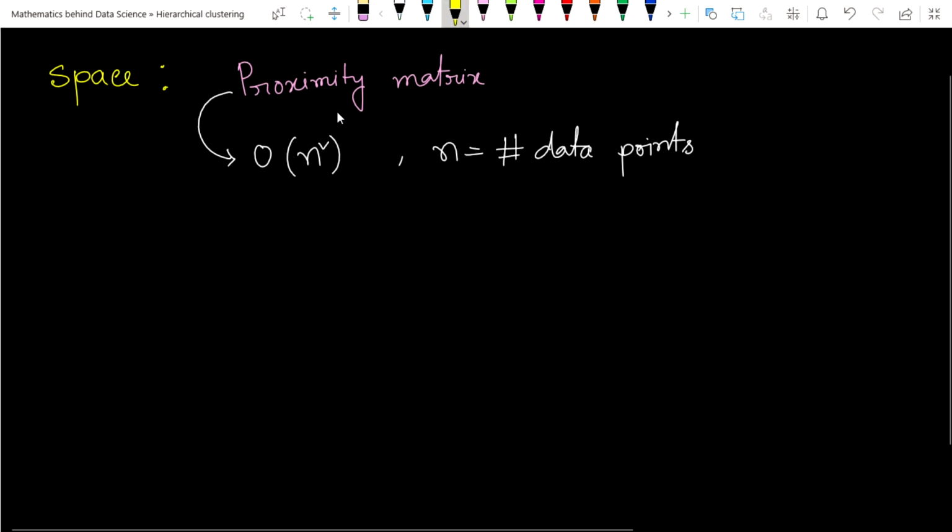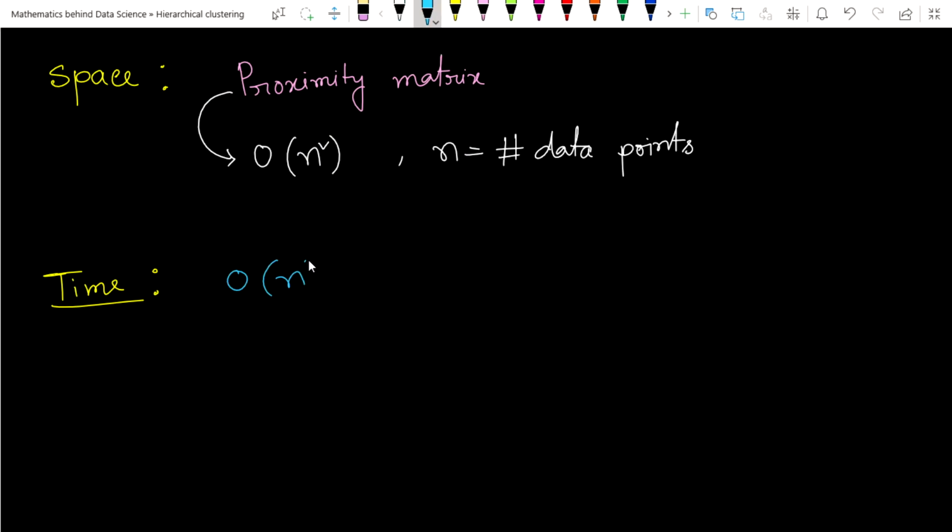Now let's come to the time complexity. What is its time complexity? The time that we require here is at least order of n cubed. Now let's try to understand why we need order of n cubed time.